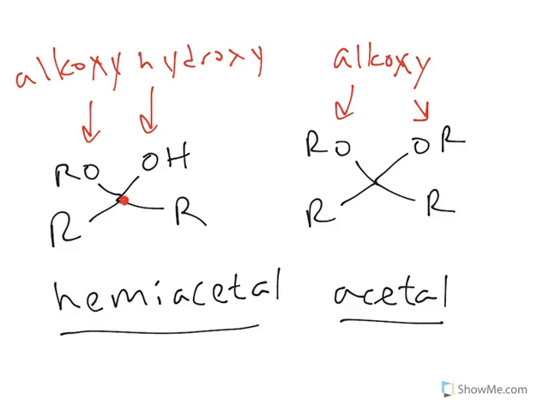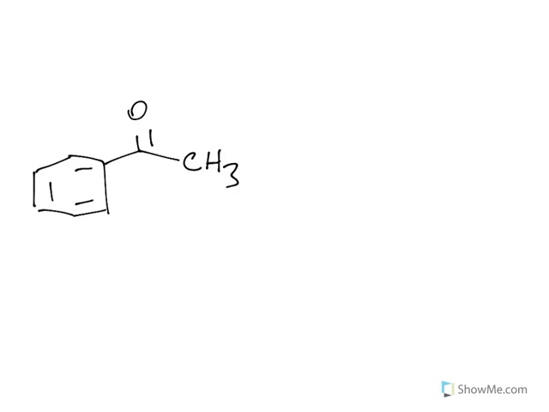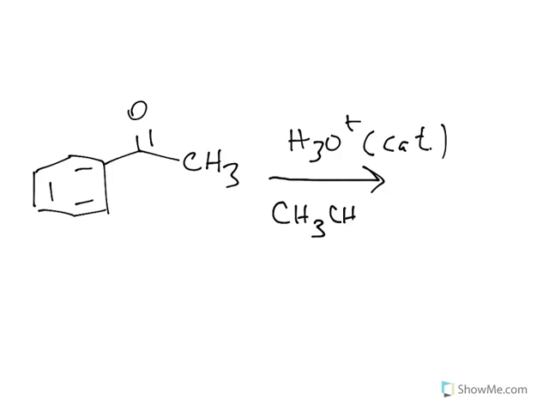All right, so let's summarize the reaction here. We're going to take a ketone, and in this case we're going to go back to acetophenone. And what we're going to need is H3O plus, and this is catalytic, so I'll put in parentheses cat, and then we're going to need an alcohol. In this case I'm going to use ethanol, and this is often run with a large excess, or a solvent, as our ethanol.